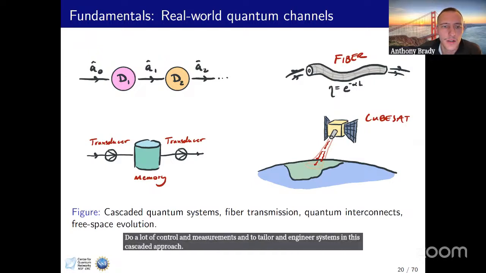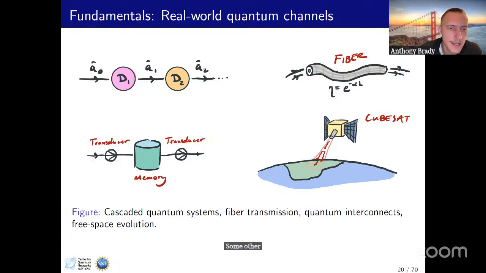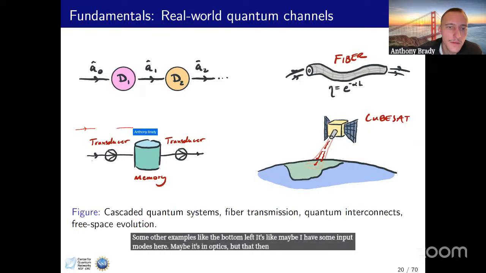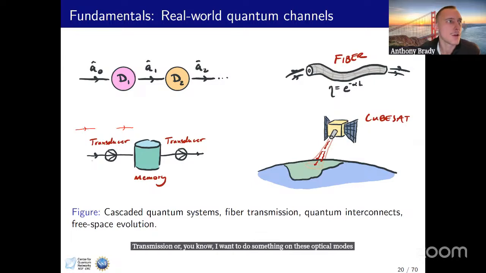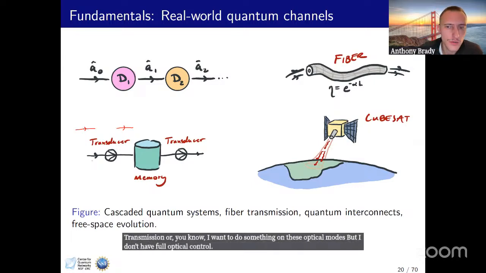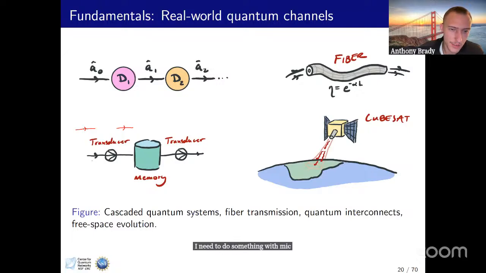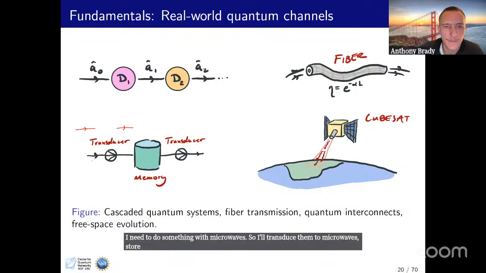Some other examples, like the bottom left: maybe I have some input modes here. Maybe it's in optics, but then I transduce them to microwave, and I store them in some cavity, like a microwave cavity that I've drawn here. Maybe I store it for a little while. Maybe I'm doing long distance transmission, or I want to do something on these optical modes, but I don't have full optical control. I need to do something with microwaves. So I'll transduce them to microwaves, store them in memory, maybe do some things, and then spit them back out, send them through this transducer.